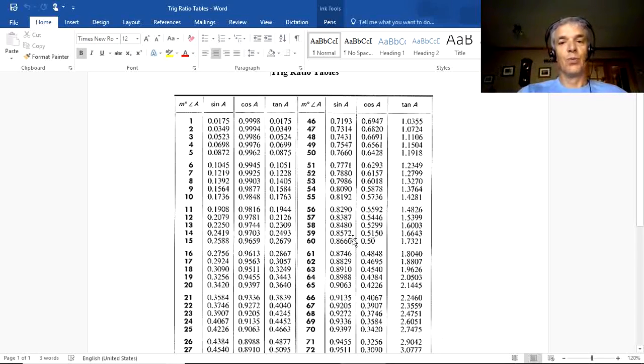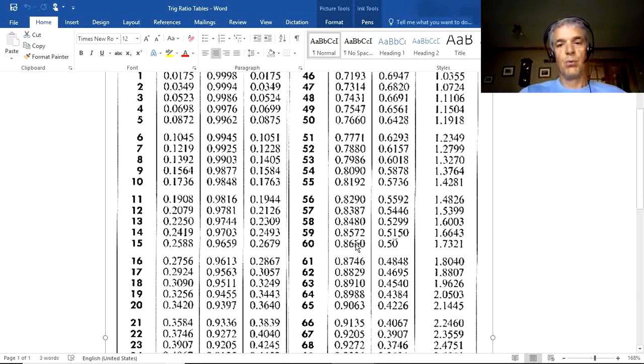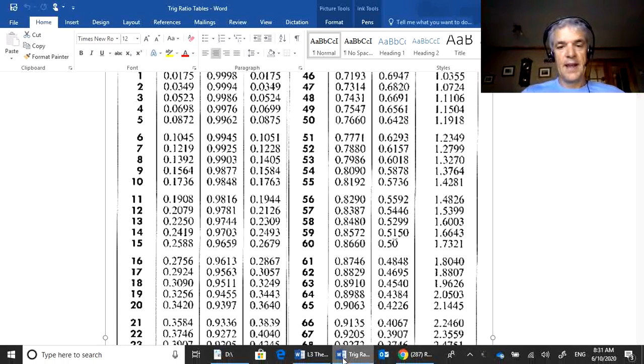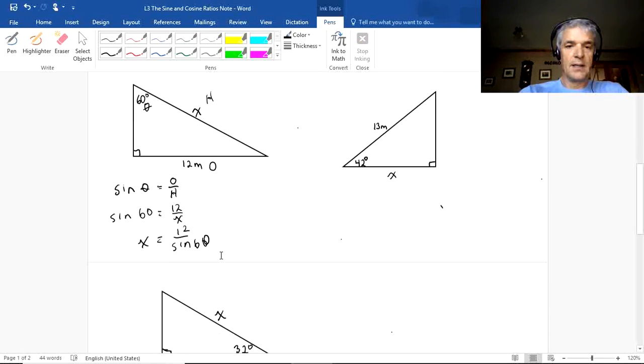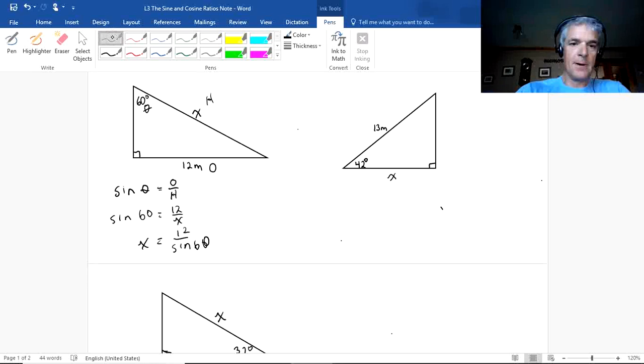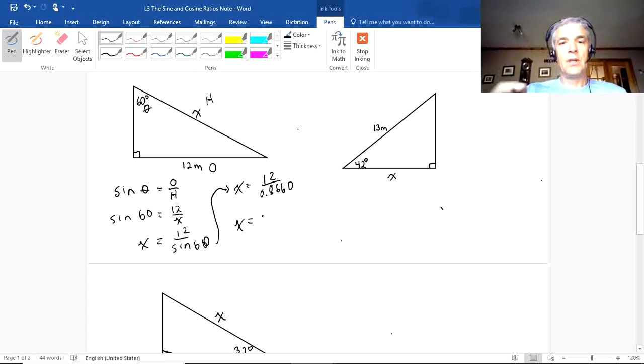0.8660. My eyes aren't working very good today. I'm just going to zoom in a little bit there. There it is, 0.8660. So I can now go back here and change this. I'm going to write this up here, and I'm going to say x equals 12 divided by 0.8660.